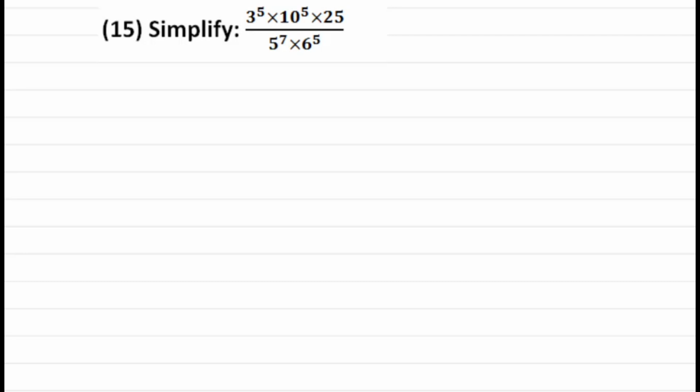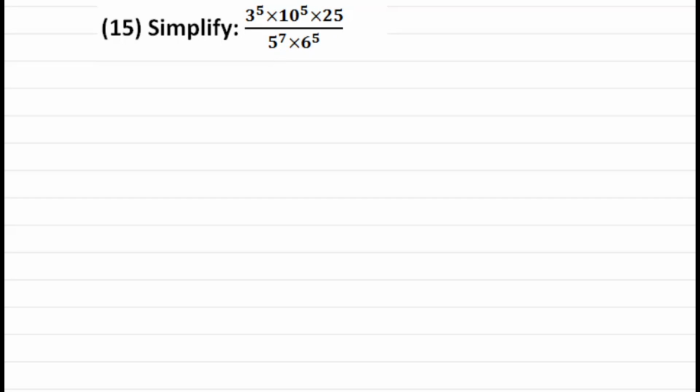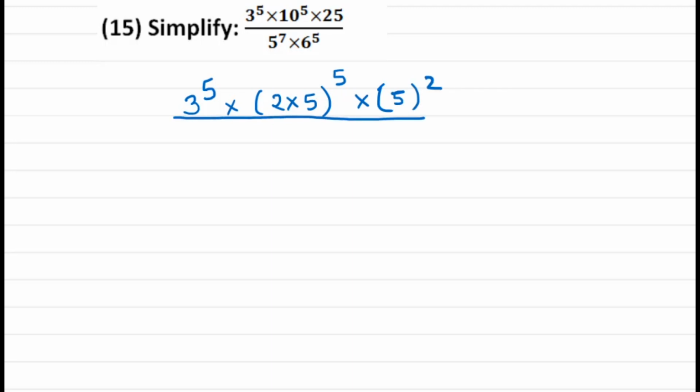Now here you have question number 15. This is 3 to the power 5 into 10 to the power 5 into 25 divided by this. So in these questions, I've told you this type already, you will just write the numbers as prime factors and the powers will come as they are. This 25 can be written as 5 square, and 7 is already prime. 6 is not a prime, so we'll write it as 2 into 3 to the power 5.